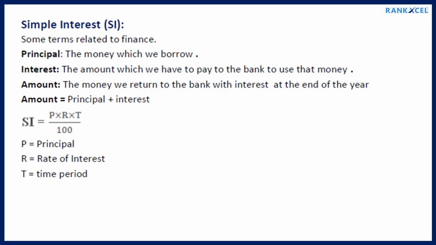Simple interest, SI. Some terms related to finance. Principal, the money which we borrow. Interest, the amount which we have to pay to the bank to use that money. Amount, the money we return to the bank with interest at the end of the year. Amount equals principal plus interest. P equals principal, R equals rate of interest, T equals time period.